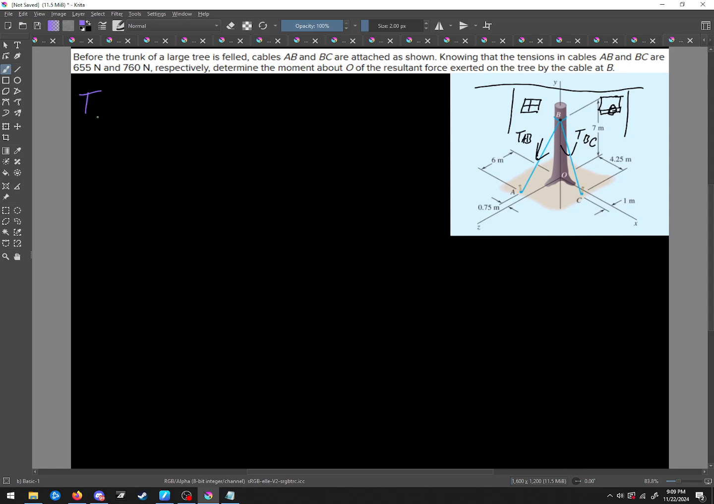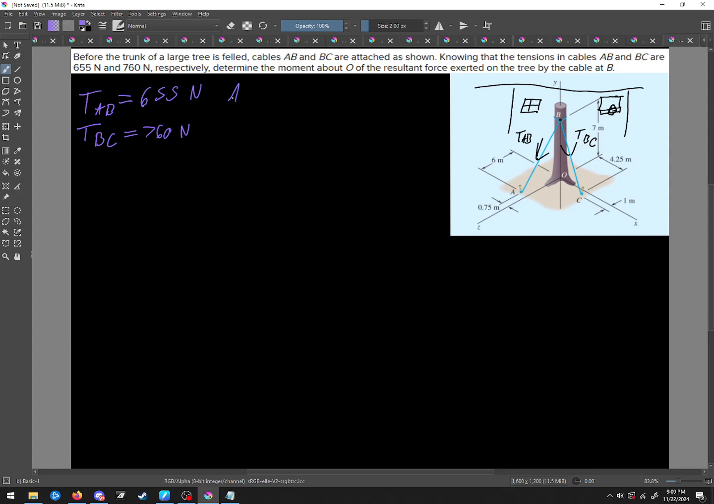The tension in AB is equal to 655, and the tension in BC is equal to 760, and these are both in newtons, right? And we want to take the moment about O. So I think this might involve lambda vectors. Something about this just screams lambda. The thing that screams lambda is that we're given distances from and to points. So let's just start with that.